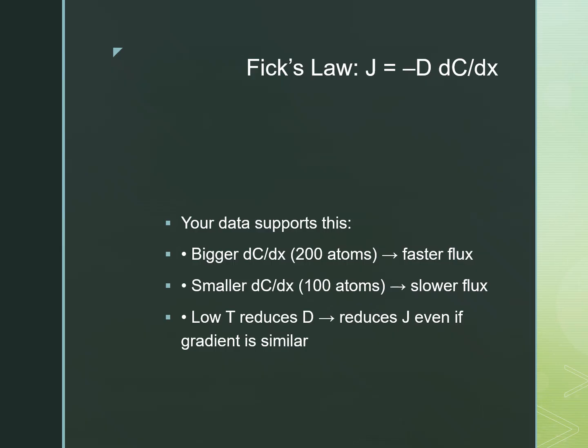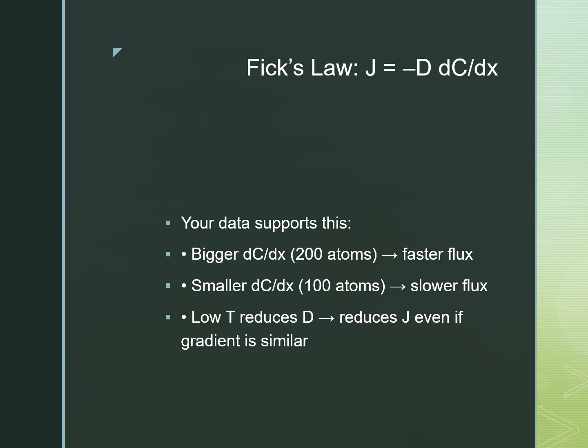Fick's first law tells us that diffusion flux depends on 2 things: the diffusion coefficient D and the concentration gradient dC/dx. The negative sign simply means that diffusion moves from high concentration to low concentration. My experiments support this perfectly. When I cut the number of atoms from 200 to 100, I lowered the concentration gradient, and the diffusion flux decreased. When I lowered the temperature, the diffusion coefficient D changed dramatically, which also reduced the flux. So both key variables in Fick's law visibly changed results.